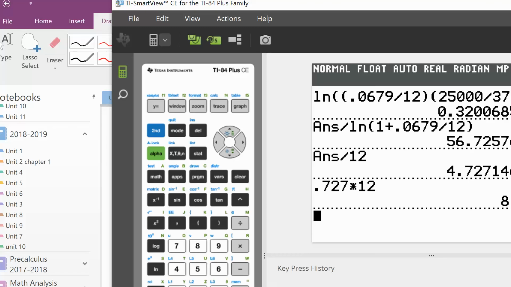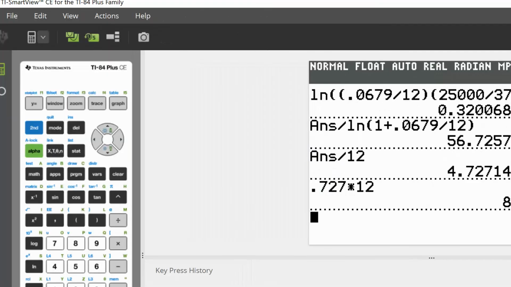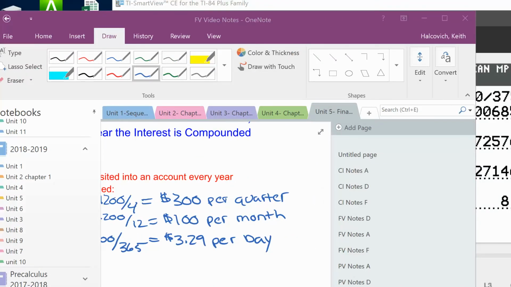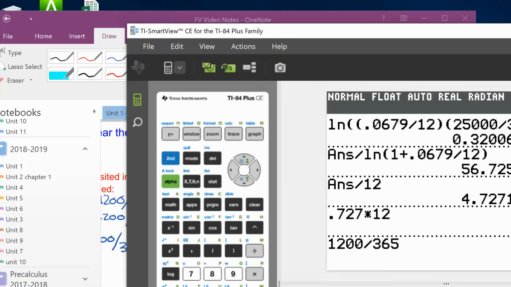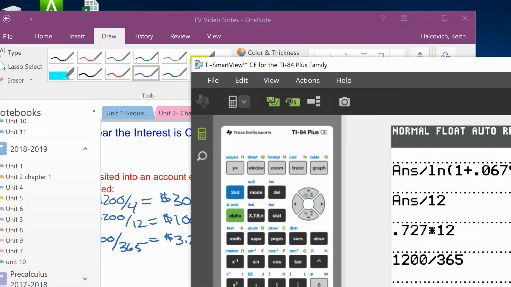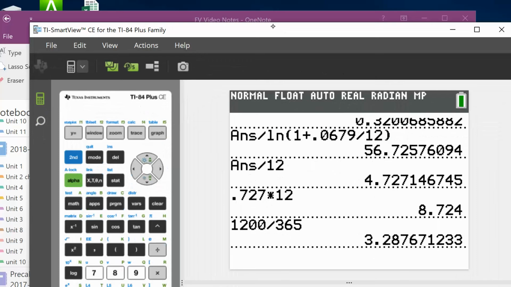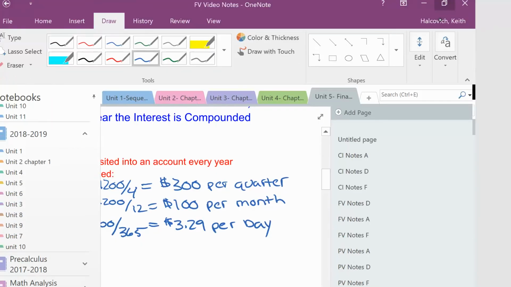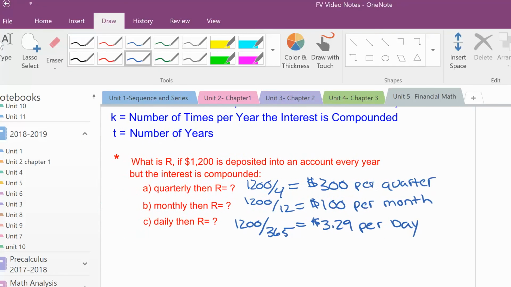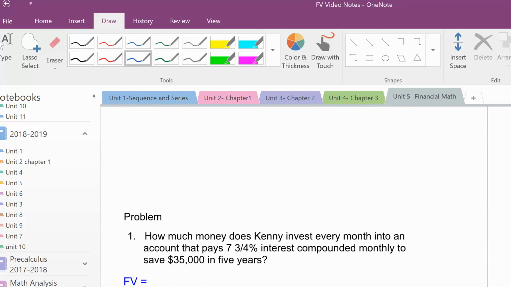Because if you divide 1,200 divided by 365, you get $3.29 right there. All right. So now that we know that, let's do some problems with future value.